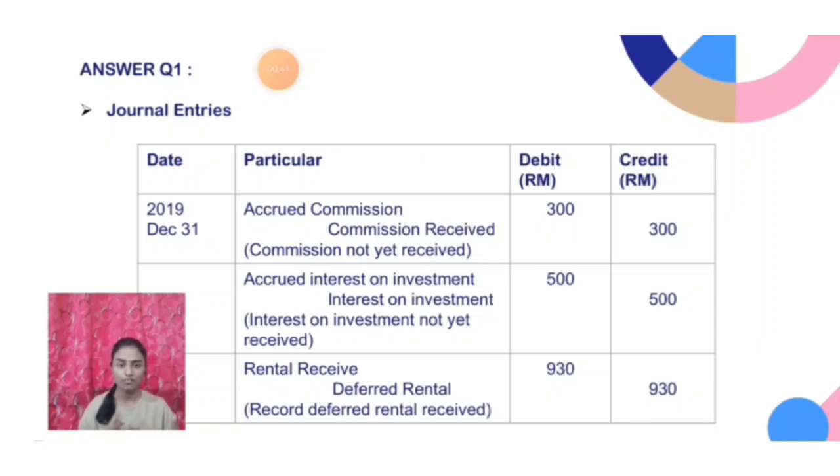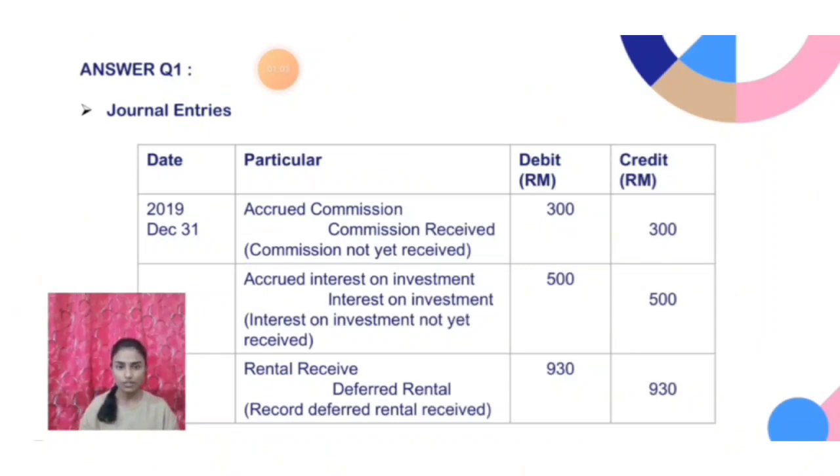So it's a type of accrued interest on investment. So we have to debit the accrued revenue 500 and then interest on investment revenue account in the credit side 500. In the explanation, we have to write interest on investment not yet received.